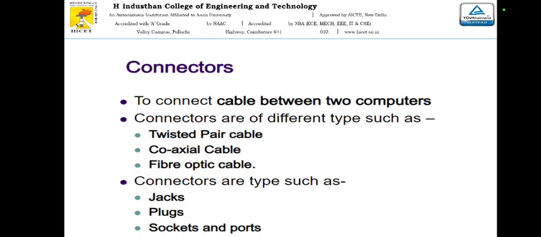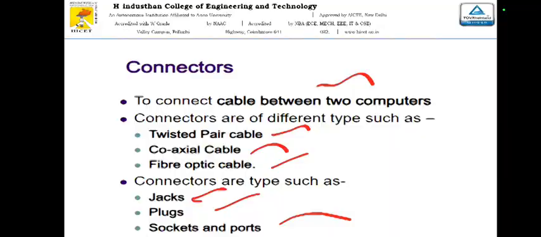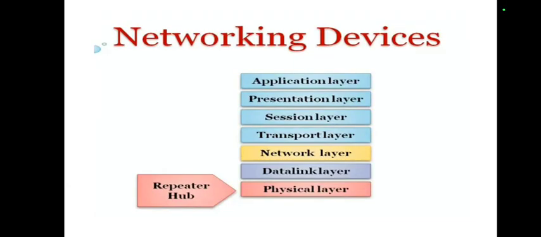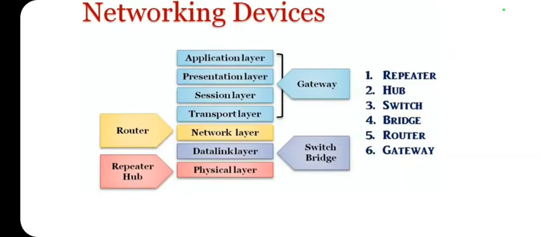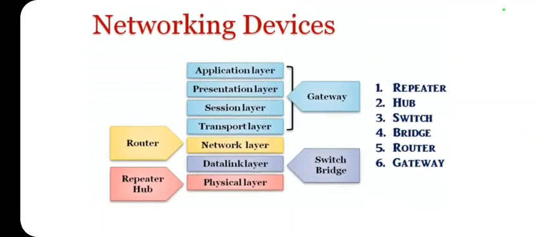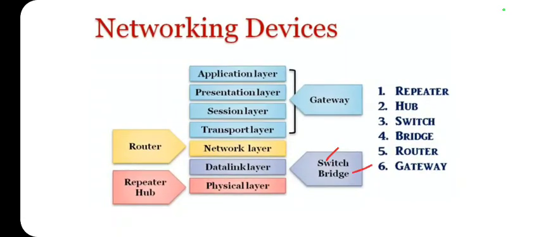When you want to connect two computers, you need connectors, and there are many connectors available. The first one is twisted pair, coaxial cables, and now we use fiber optic cables, and many connectors like jacks, plugs, sockets and ports are also used. So let's see the various network devices used in the OSI layers. In the physical layer, repeaters and hubs are used, and in the data link layer, switches and bridges are used. In the network layer, the router is used, and for all other four layers, like application layer, presentation layer, session layer, and transport layer, the gateway is used.